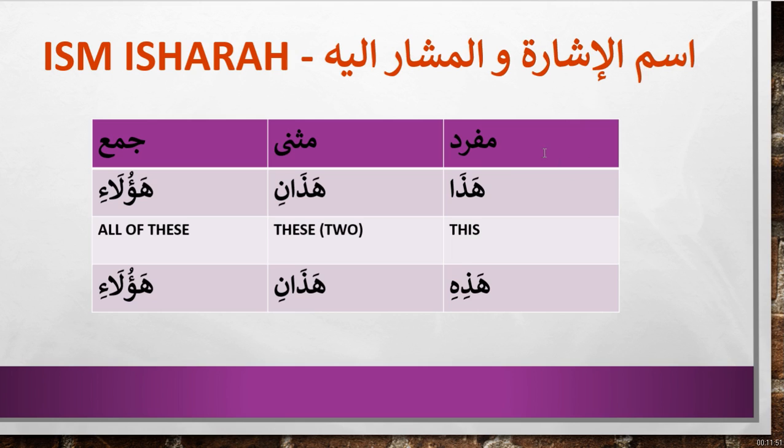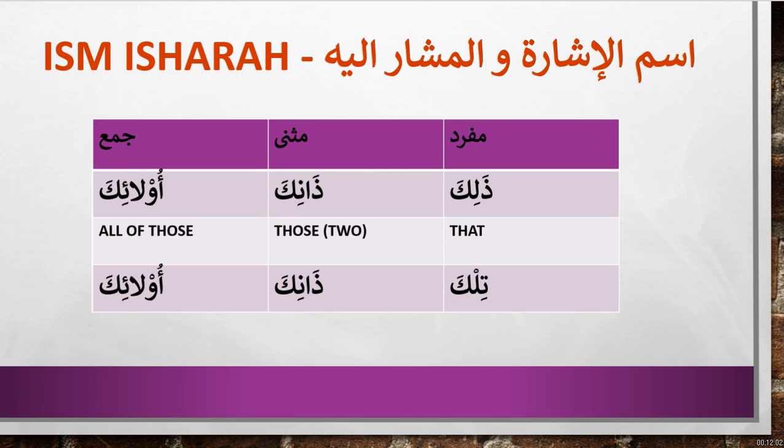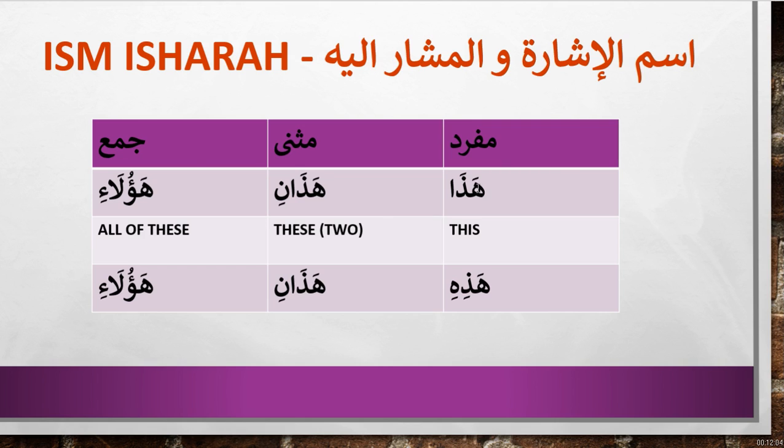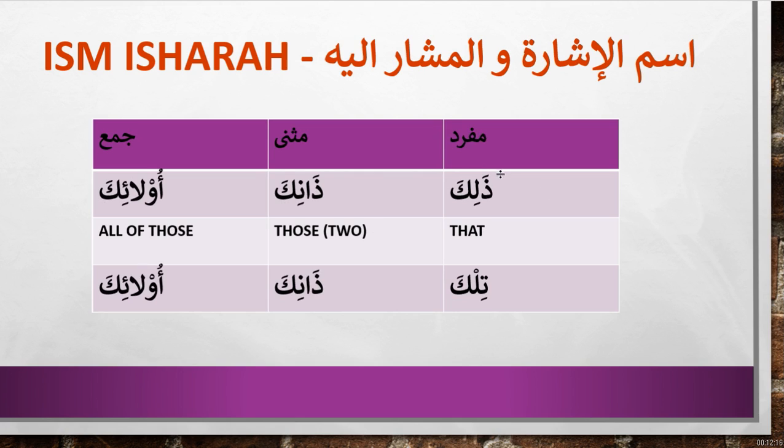Ism Isharah has two types. It's not defined as two types. I'm telling you it is two types. One is for nearer objects, and the second one is for objects that are far away. So haza, hazani, haulai, hazihi, hazani, haulai. Haza means this. So in the second ayah of Surah Al-Baqarah, you don't find hazal kitabu la raiba fi. What do you find? Zalikal kitabu la raiba fi. Zalika are far pointers, so something that is far away.